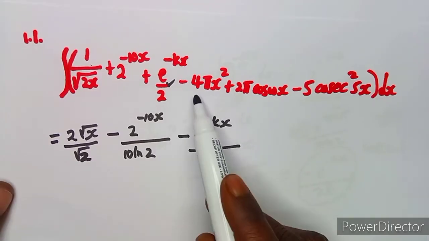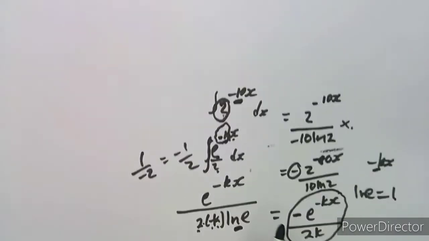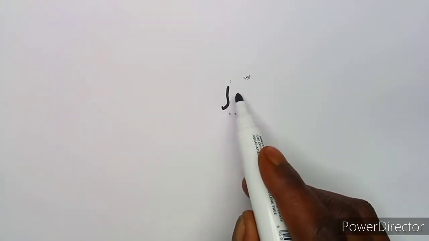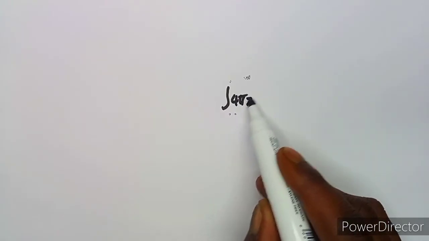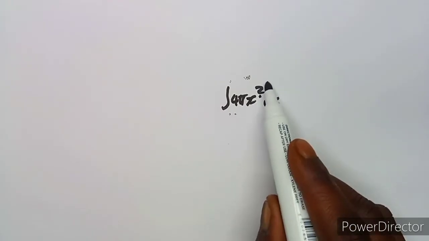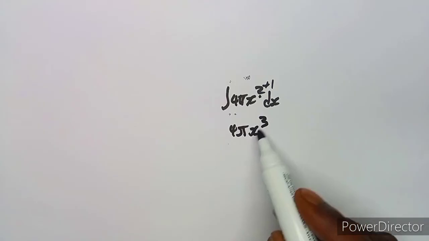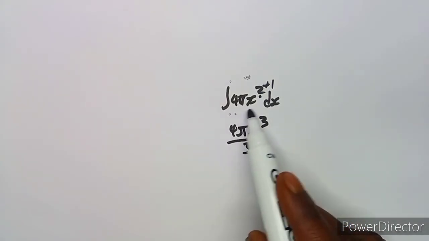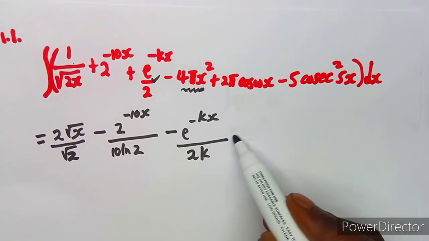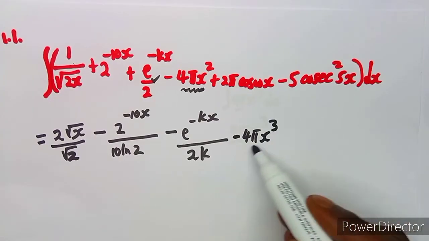We move on to this one, minus 4 pi whatever you're going to have there. So we have got the integral of 4 pi x squared dx. Remember, this is with respect to x, so we are just going to add 1 to the exponent, which gives 4 pi x to the exponent of 3 over 3, because here there's nothing that is going to affect it. But there was a minus there, so it's going to be minus 4 pi x to the exponent of 3 over 3.